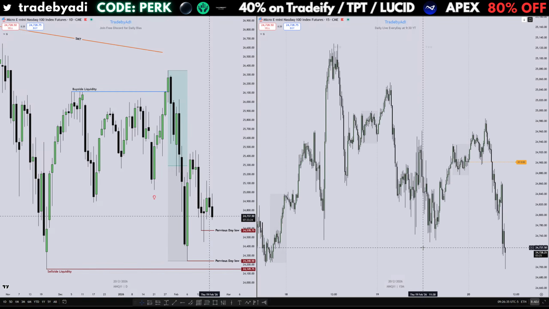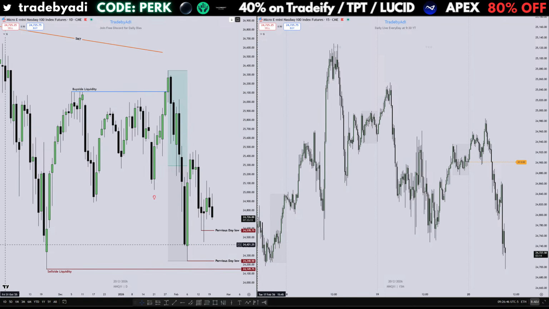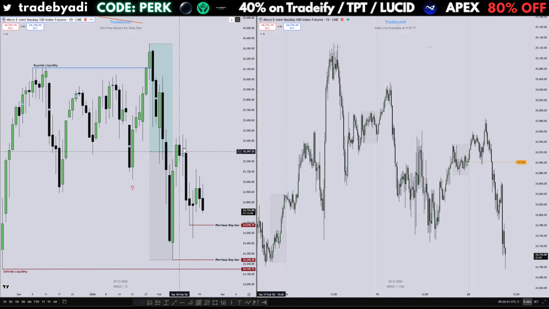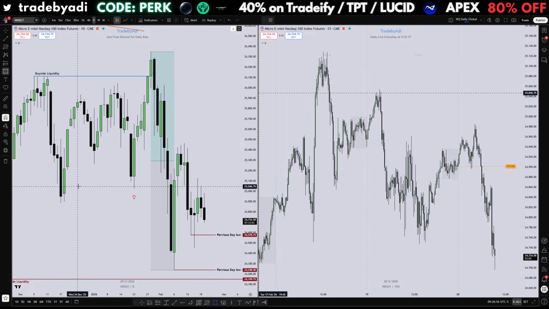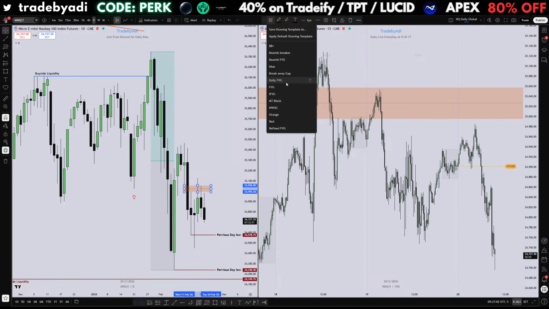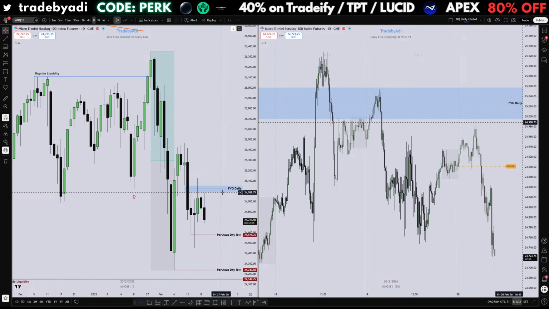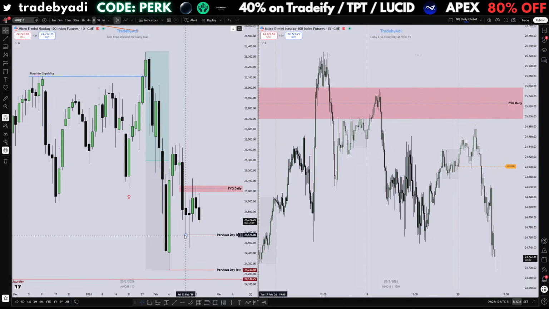Let's analyze today's market. We have a great reaction from this fair value gap, this daily FVG. Let me mark this in red, and let's mark this low.